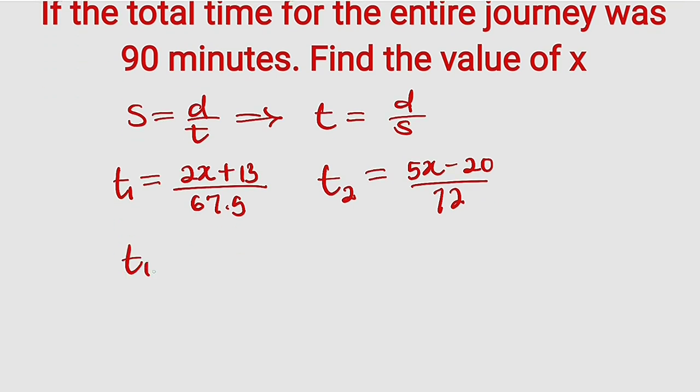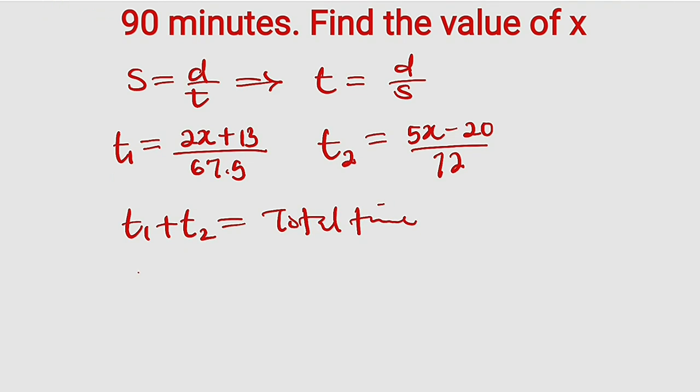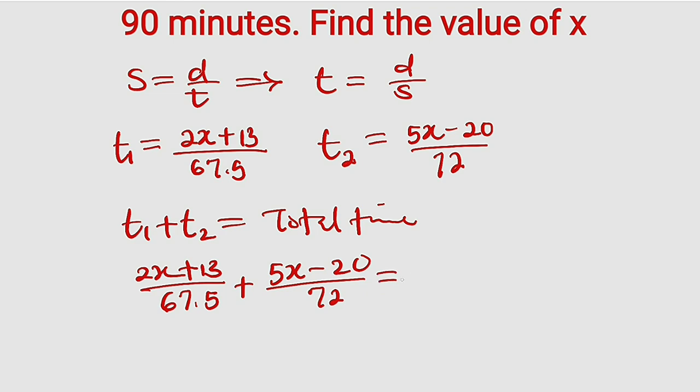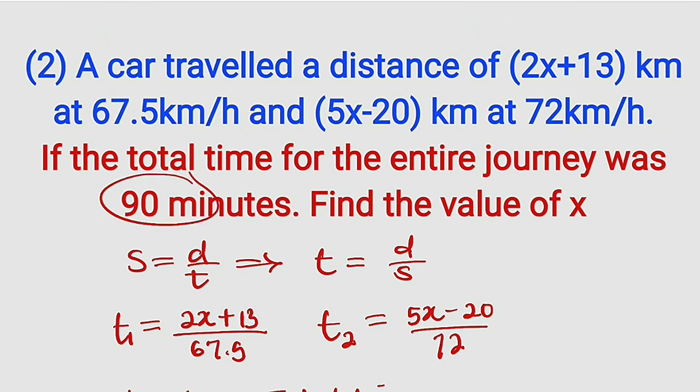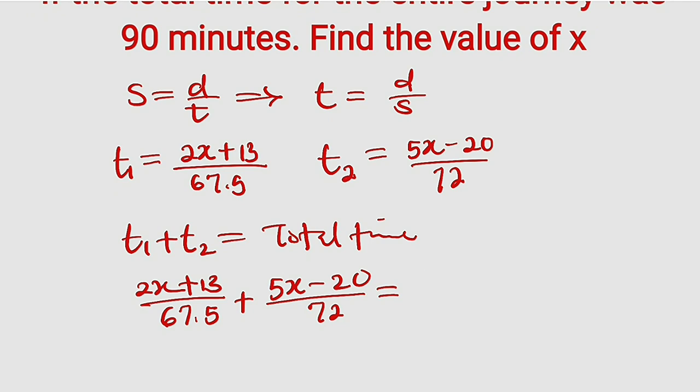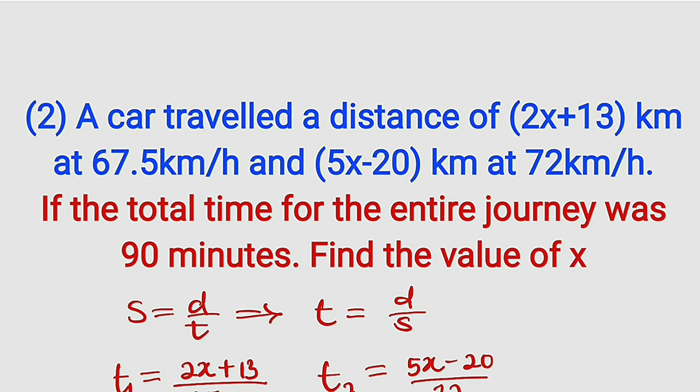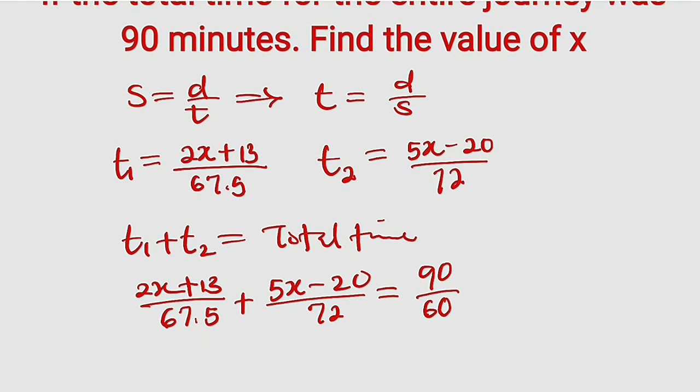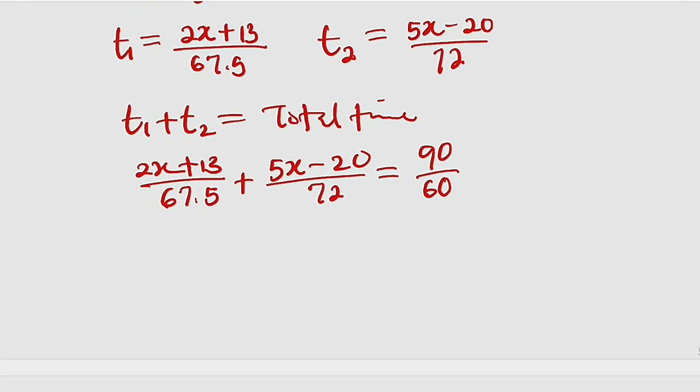All right, t1 plus t2 will give us the total time, right? Total time taken. So therefore, t1 is 2x plus 13 divided by 67.5 plus t2, which is 5x minus 20 divided by 72, right? This will give us total time, which is given from the question as 90 minutes. So we're going to write it as 90 divided by 60 just to convert it into hour, because our speed is in hour, right? Is per hour. All right, so this is the equation we are going to solve for x.